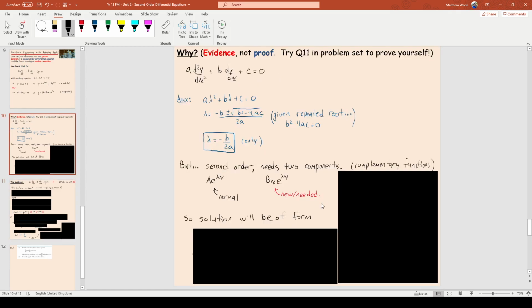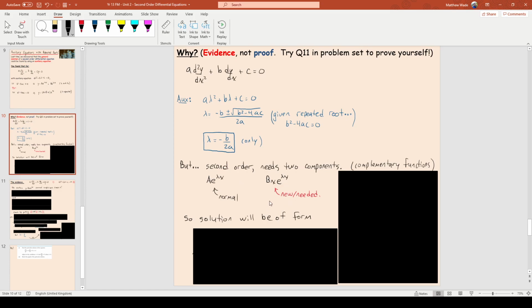What we're going to do for our second solution is pop an x with the B. So you'd think it should be B e to the lambda x as well, but there's actually a problem with that. So we introduce an x. Now when you do the proof, you'll see why, but I'm going to show you it works with evidence. So B x e to the lambda x is what we're going to use as our second complementary function. So it'll be this added together with that in order to make it.